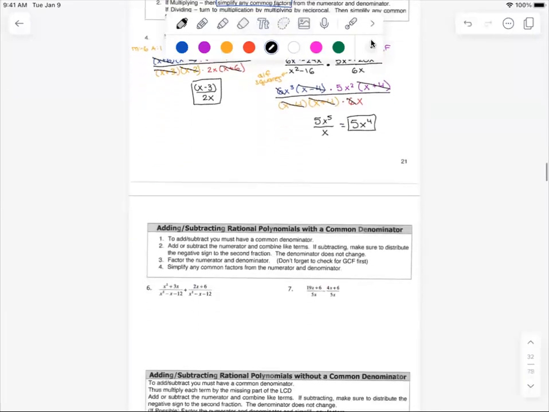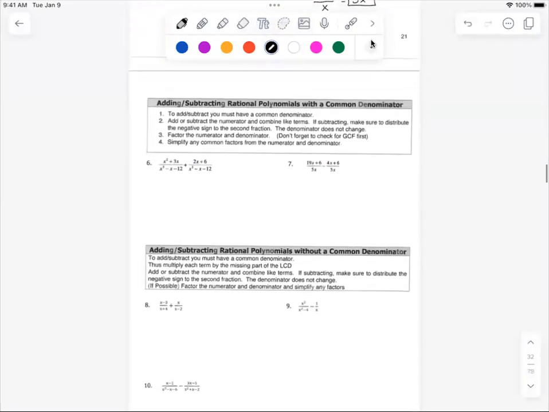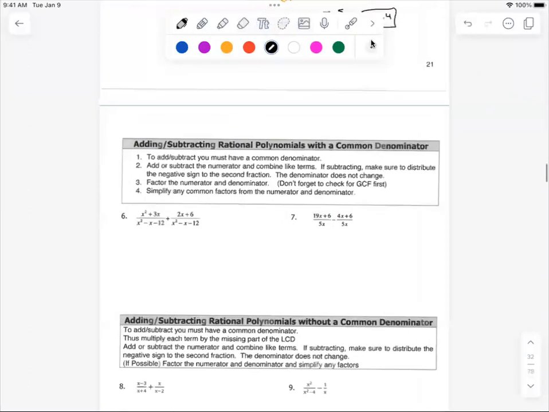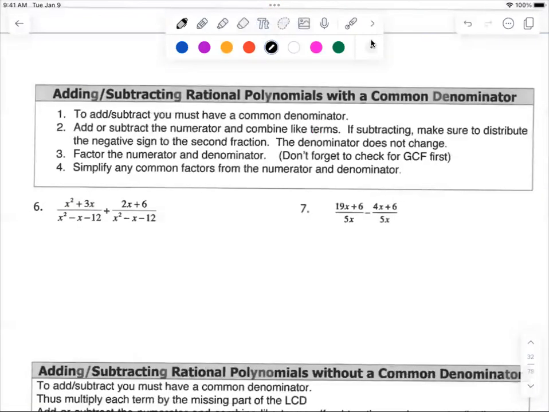Okay, we are also going to add and subtract with a common denominator. So if it has a common denominator, you simply are going to just add straight across and keep the denominator the same. It's kind of like when you do 1/4 plus 2/4. You could say 1 plus 2 is 3, keep the denominator the same, 3/4. Same with subtracting.